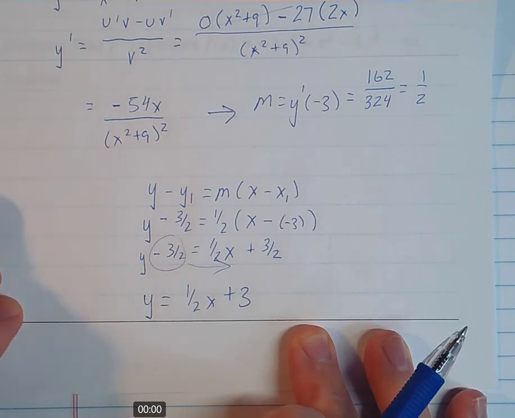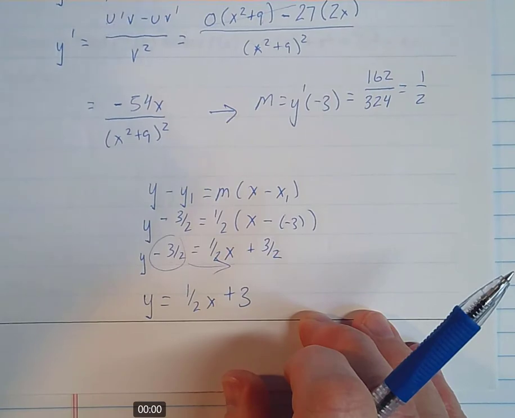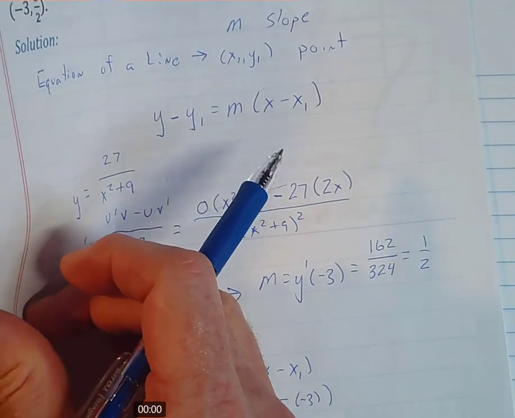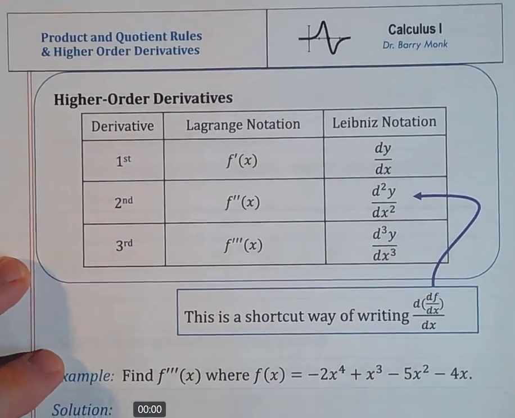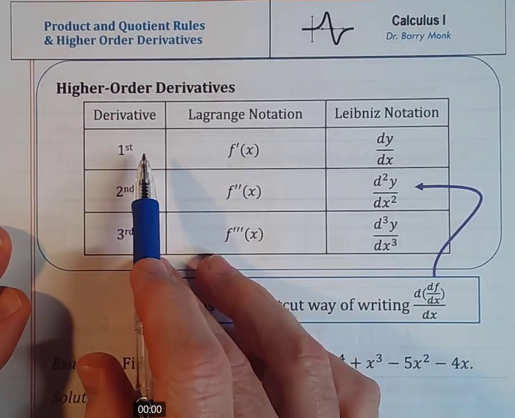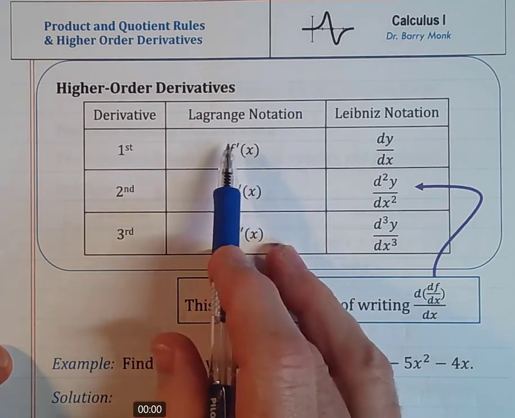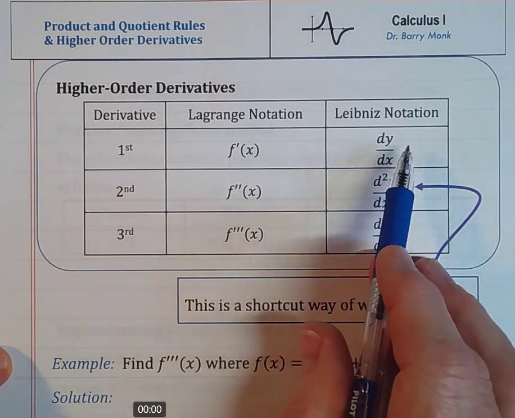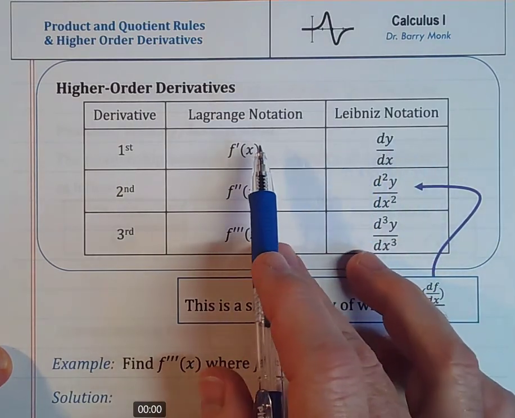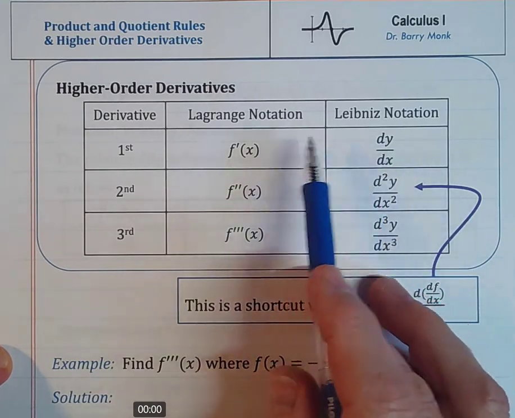Okay, so let's talk about higher order derivatives for a minute. All right, so we're going to talk about the derivatives. Now we've been really talking about the first derivative all this time, when we've been doing just the derivative, f prime. Sometimes we'll write it down as dy dx. So this is called the Lagrange notation. This is called the Leibniz notation. Both of them just mean the same thing.